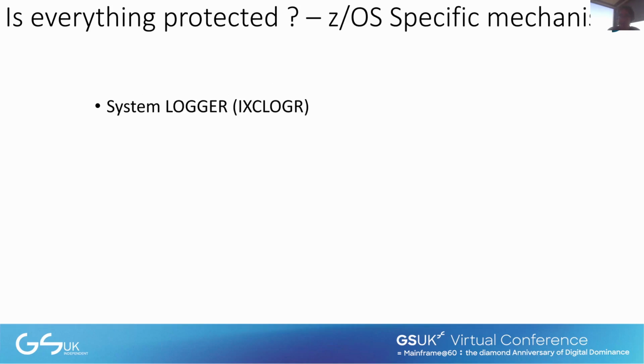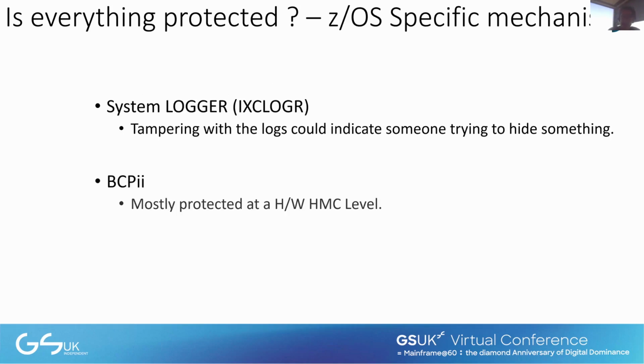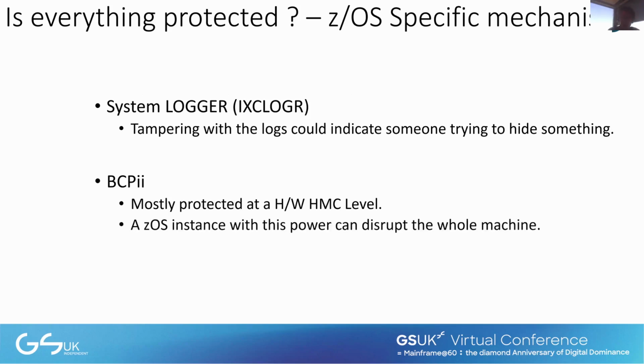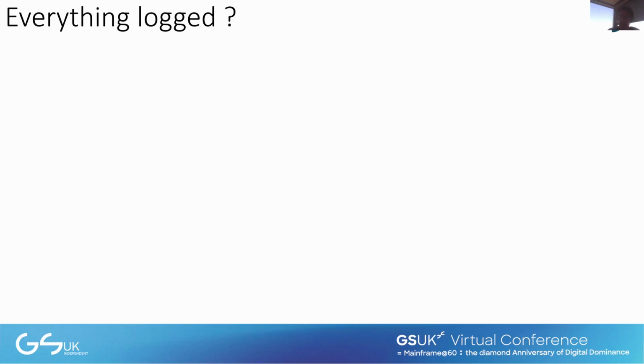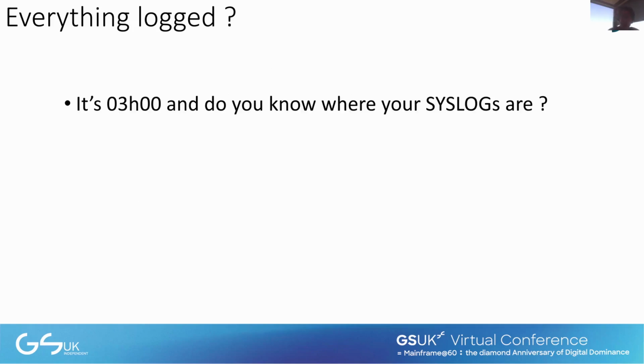Well, obviously, then there's the system logger and BCPII. These are two things. There are more, obviously, but these are the two things that came to mind. You need to protect the logs, and BCPII is a very, very powerful mechanism for a z/OS instance to mess with the whole machine. It's z/OS talking to the machine. Is everything logged? Well, you need to log everything. It's 3 a.m. Do you know where your syslogs are?